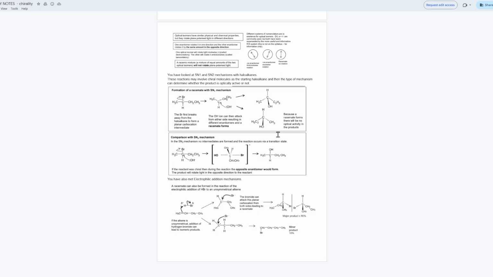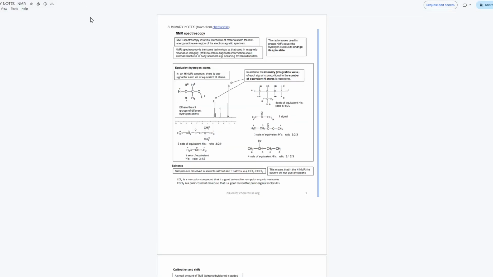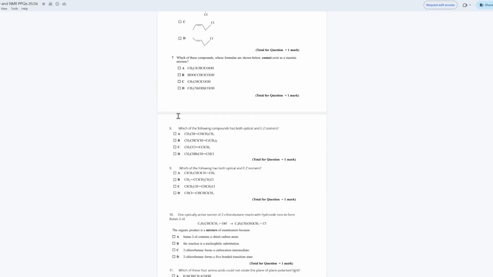What am I thinking here? I'm associating this with the wrong thing, clearly. So we're talking about the one that can't form a carbocation intermediate, basically.